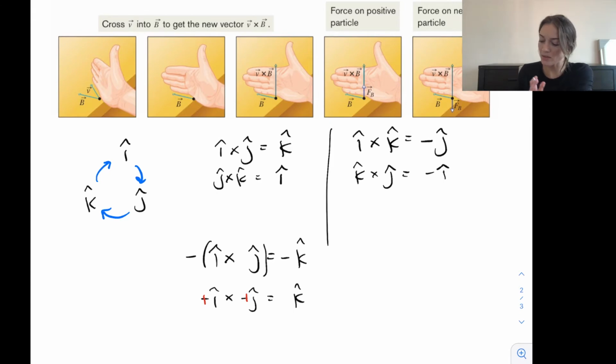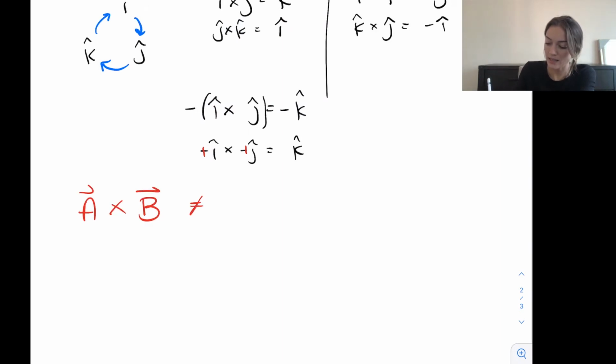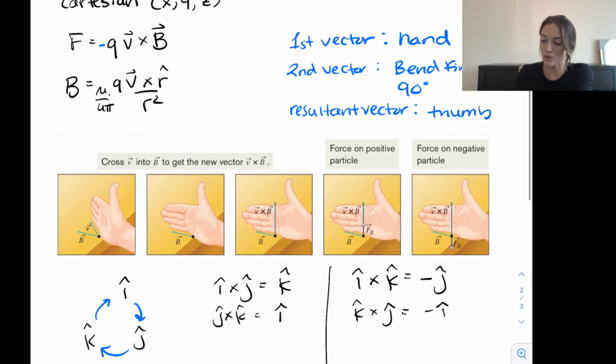Okay, and then the other really important thing is to make sure that you remember that the cross product is not commutative. A hat cross B hat is not the same as B hat cross A hat. These differ by a negative sign, so you have to be really, really careful when you're doing your right-hand rule with either the Lorentz force law or when finding the magnetic field of a point particle. You have to be really careful that you cross the vectors in the correct order.